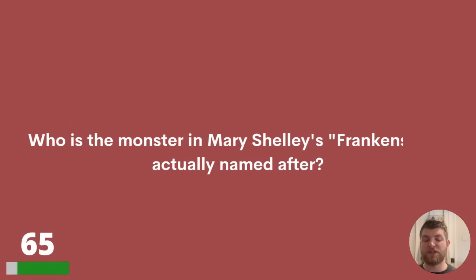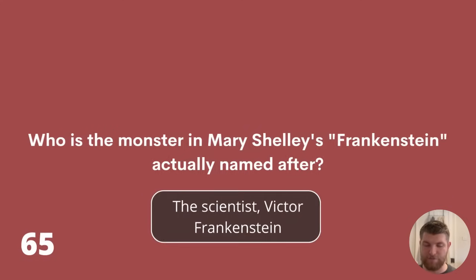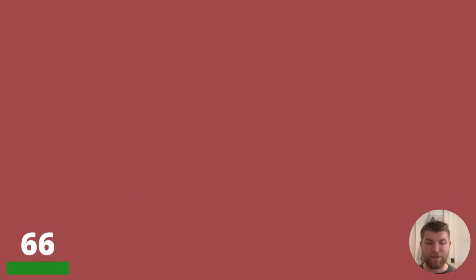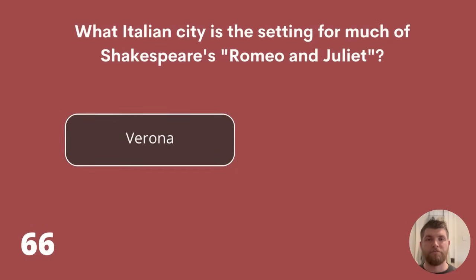65. Who is the monster in Mary Shelley's Frankenstein actually named after? No multiple choices here. Do you know the answer? The correct answer is the scientist Victor Frankenstein. 66. What Italian city is the setting for much of Shakespeare's Romeo and Juliet? Verona, Venice, or Florence? The answer is Verona.